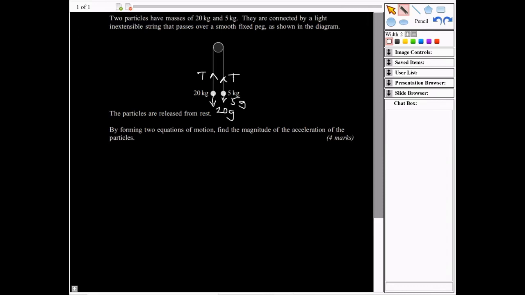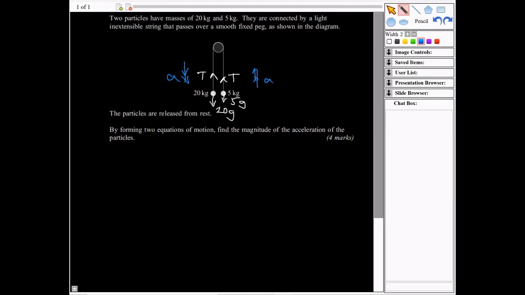So there's a force of gravity on the 20 kilograms downwards and a force of T upwards from the rope. And then on the 5 kilogram one, there's a force of gravity downwards, 5g, and the tension from the string upwards as well. Now the system is going to accelerate, as it says, this way, as the 20 kilograms is heavier, and this way.